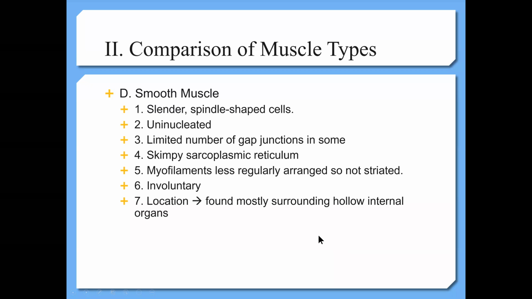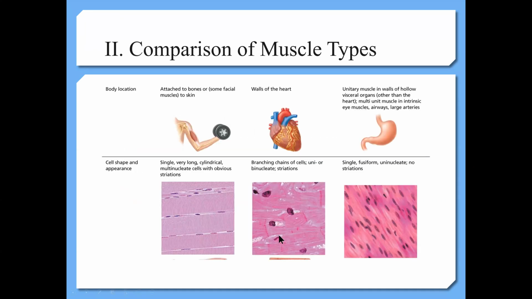And finally, smooth muscle. Slender spindle cells and uninucleated. So cardiac muscle is uninucleated, smooth muscle is uninucleated, okay? But voluntary muscle is multinucleated. Limited number of gap junctions, okay? Skimpy sarcoplasmic reticulum, myofilaments less regularly arranged, so not striated, involuntary, mostly found surrounding hollow internal organs like the GI system and blood vessels, okay? And some of the respiratory tracts. And here's smooth muscle here, okay?